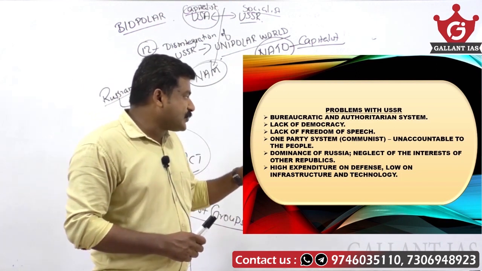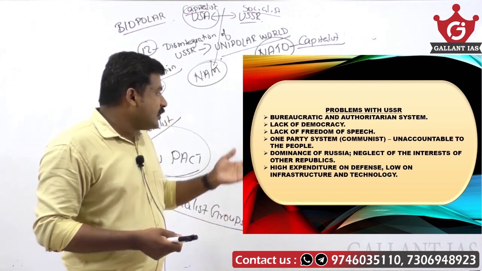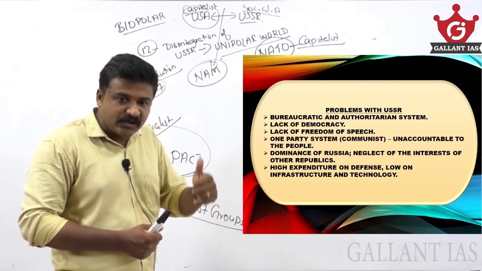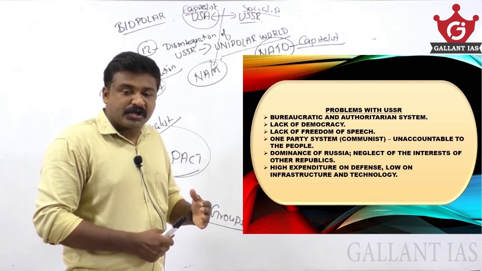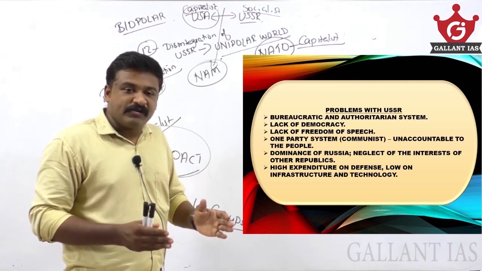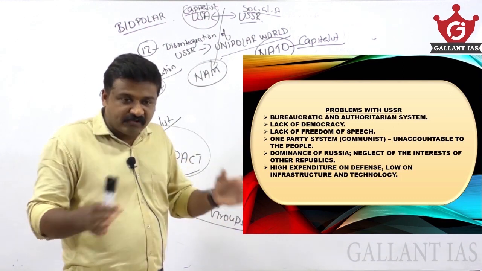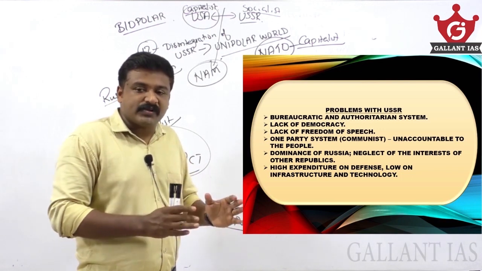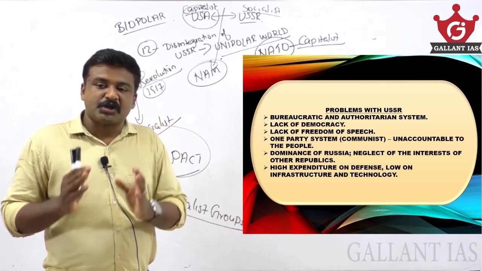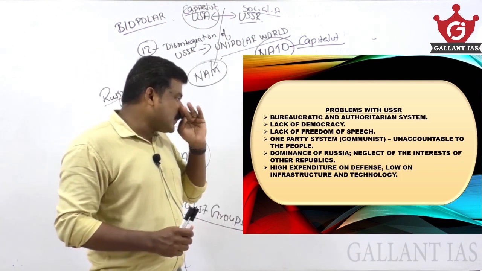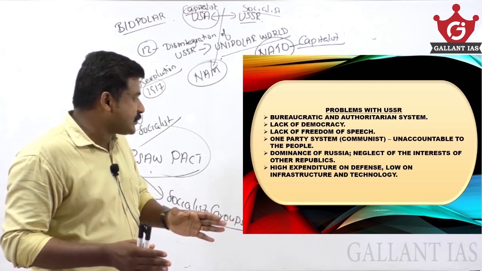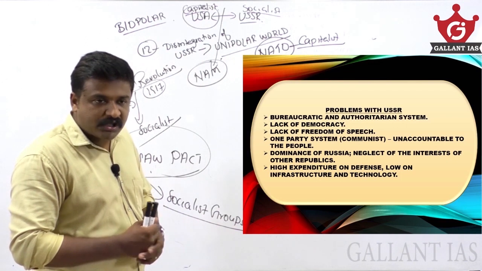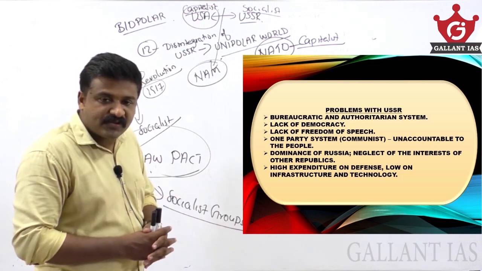So, a one party system where there is no scope for democracy, dominance of Russia, negligence of the interest of other republics. Yes, in these 15 republics, there is one leading nation, that is Russia. So the socialist interest will be the Russian interest. It is not the interest of all these 15 republics. Okay, so that is why there is dominance of Russia, negligence of the interest of other republics in the USSR, high expenditure on defense, and low on infrastructure and technology. All these are the major problems the USSR faced in the later stages.